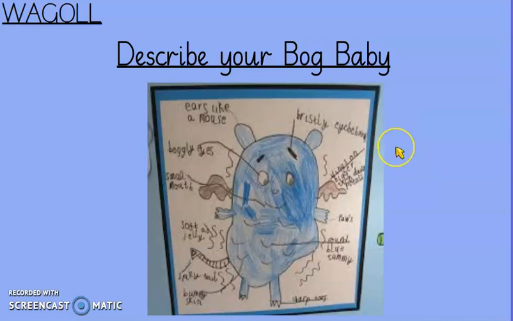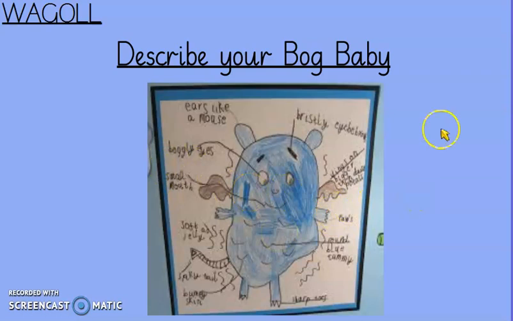Here's your waggle. So it says describe your Bog Baby. So here's my waggle, so what a good one looks like. So I have got ears like a mouse, boggly eyes, bristly eyebrows. We've got some sharp paws, squidgy blue tummy, bungy skin, some sharp toes, soft jelly-like tummy, a small mouth.